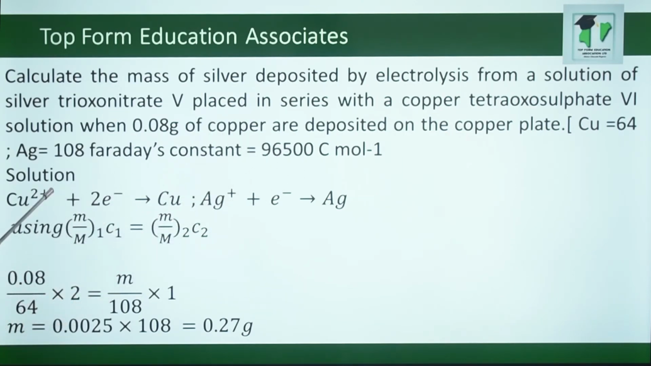Solution. Since copper is divalent and silver is monovalent, we can use M over M1C1 is equal to M over M2C2. Since we are looking for the mass of silver, we call that one M2 and make use of the formula and get 0.27 gram.